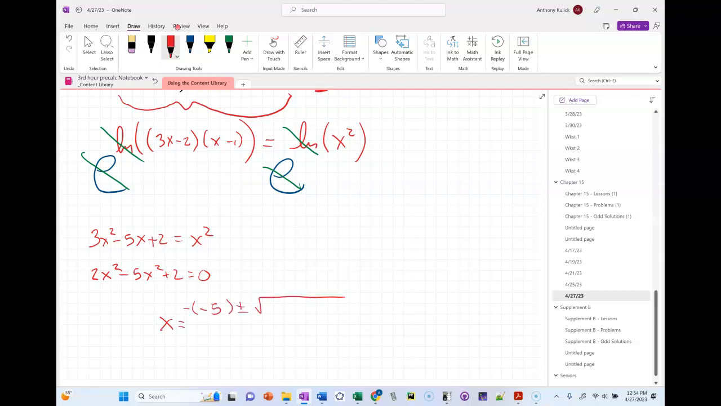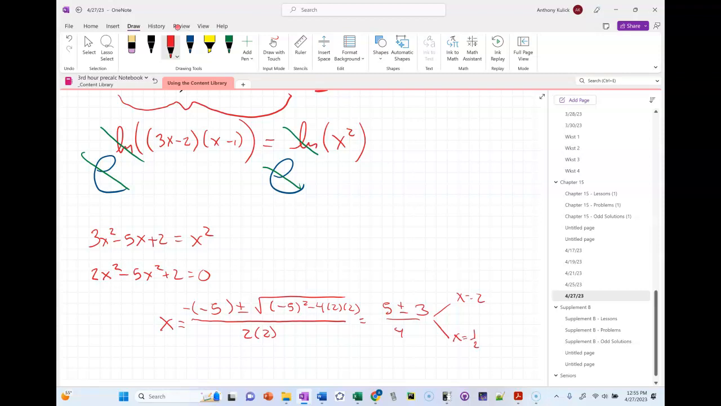So negative b plus or minus the square root of b squared minus 4ac, all over 2 times a. So 5 squared is 25, minus 16 is 9, the square root of 9 is 3. 5 plus 3 is 8, divided by 4 is 2. And 5 minus 3 is 2, divided by 4 is 1/2.